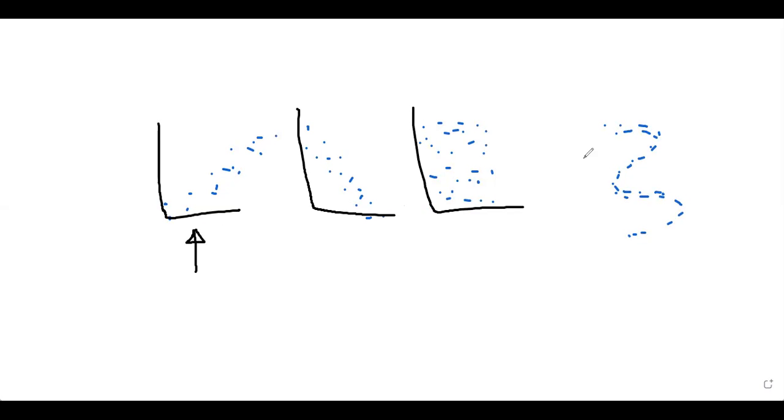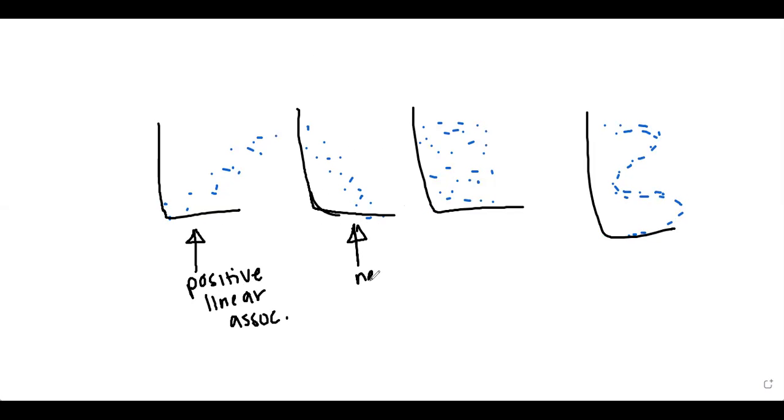All right. Could someone give me some description words for this scatter plot right here? Positive. There you go. That's all I'm looking for. It's a positive linear association. How about some words to describe this one? Negative linear association.